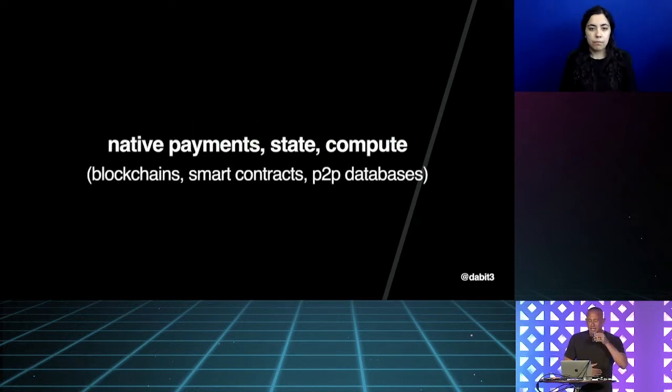Now, as the internet has been built out, there are certain pieces of functionality that we just don't have built into the internet. Things like payments, state, compute.